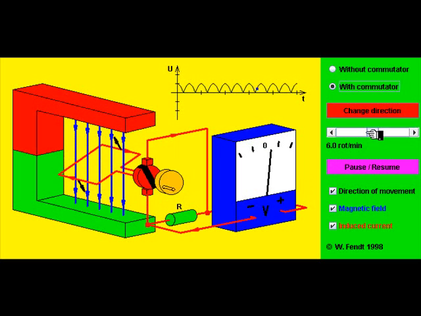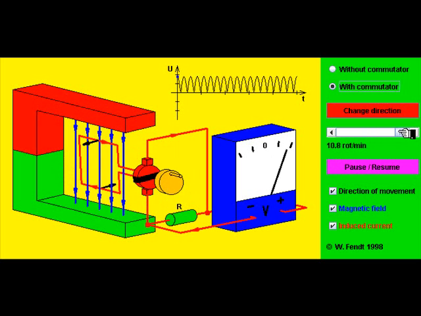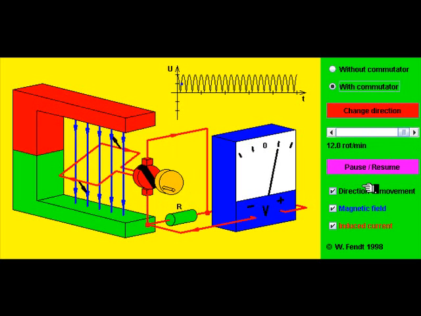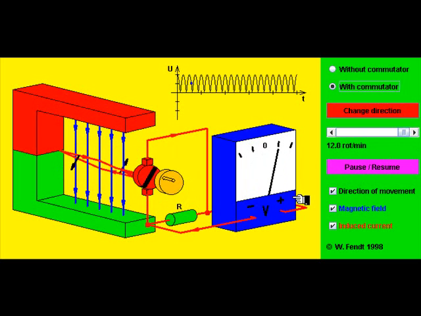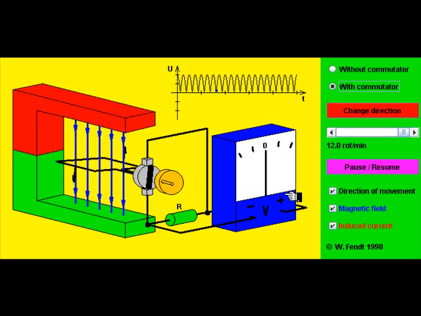All right, and of course even if we speed this up, you'll see that at 12 rotations a minute there's a lot less time that it's actually sitting at zero. And if we speed it up to 20,000 rotations per minute, then we won't even notice that change at all. It'd be just a flickering that would be unnoticed.